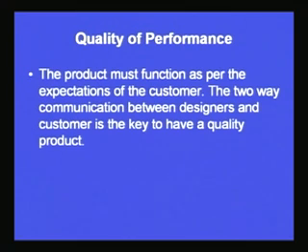Similarly, the last point is the quality of performance. The product must function as per the expectations of the customer. The two-way communication between the designers and the customer is the key to have a quality product. So if the designer is able to incorporate the requirements and the specifications set by the customer into the product, it is surely going to be a good quality product. Also, if the quality of conformance has been incorporated, all the defects and the mistakes have been rectified at the manufacturing stage. So let's summarize what we have covered in today's lecture.